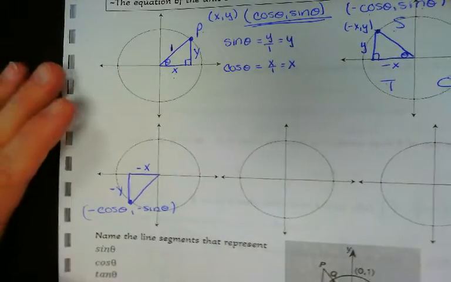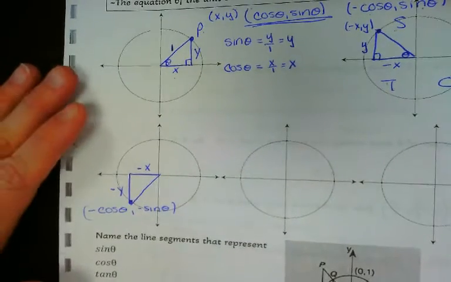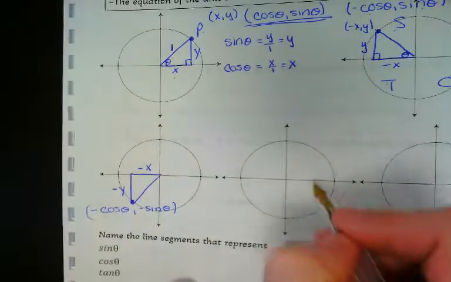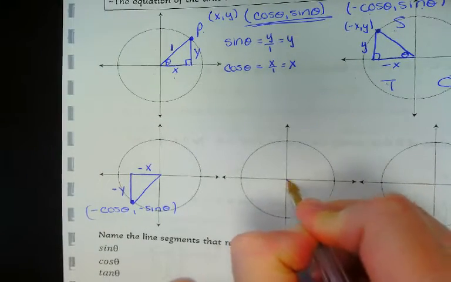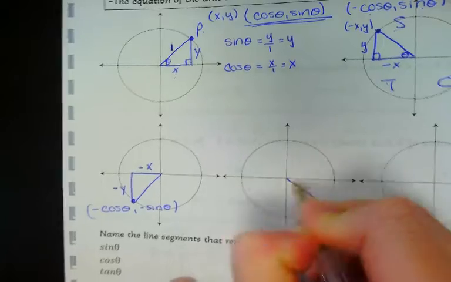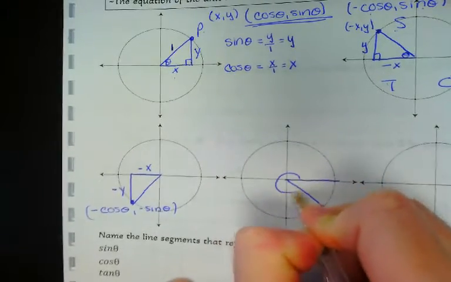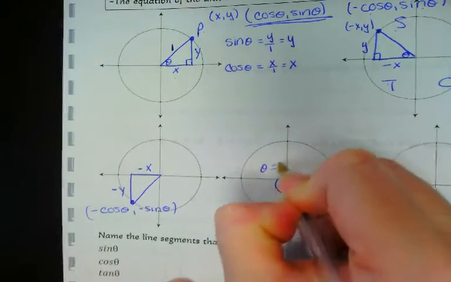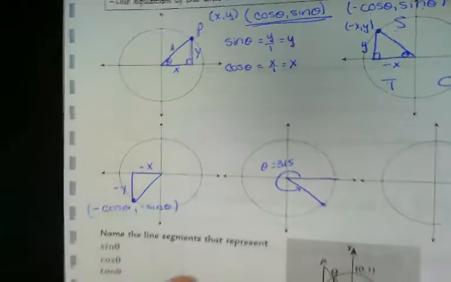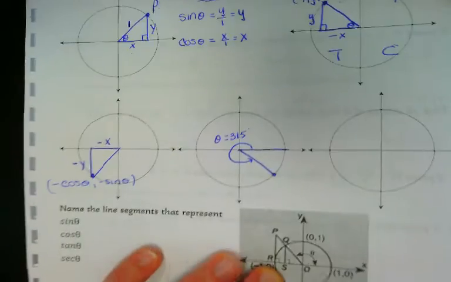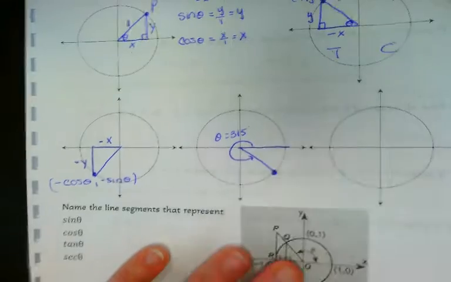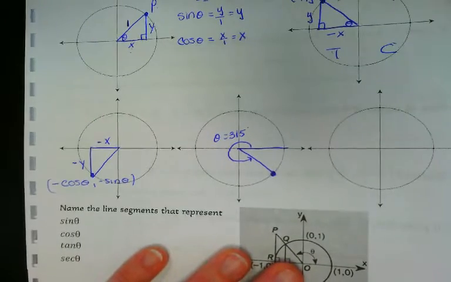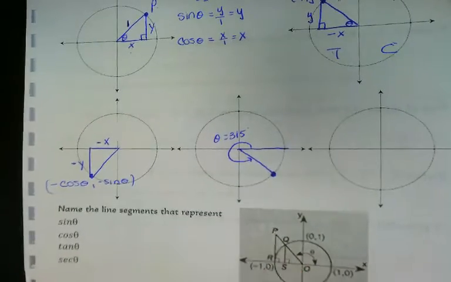All right, let's do this for fun. Let's throw an angle in there. Let's say they told us this is angle 315. And the question is, what are the coordinates of this point? I want to know what the exact coordinates are of that point on the unit circle.